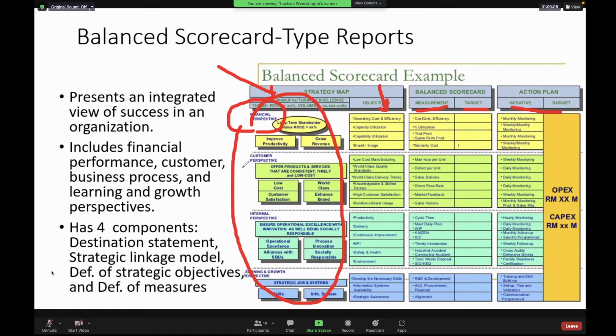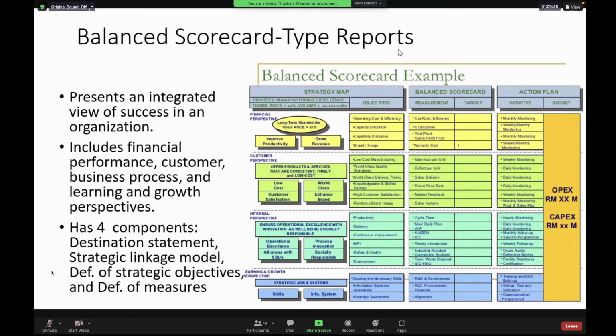Can you see the financial perspective, customer perspective, internal perspective, and the learning and growth? These 4 categories should also be there. And other than that, we can have the destination-wise, what is going on, and then the linkage to the business model, okay, the strategic model, and the strategic objectives and the measurements need to be there. So these components should also be there in a balanced scorecard type report.